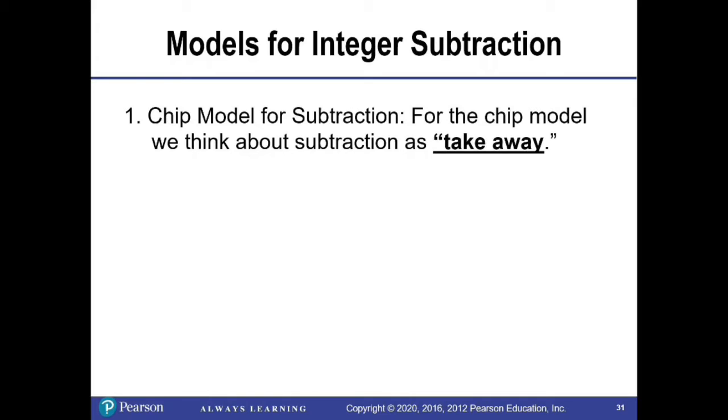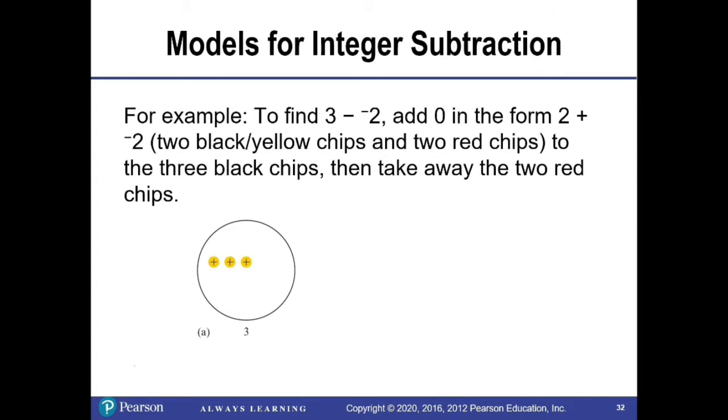For the chip model, we're going to think about subtraction as take away. So for instance, if we have 3 minus negative 2, the 3 tells us we start with 3 positives. And notice in part A, we have 3 positives, or 3 yellow chips. The minus tells us to take away, and after the minus tells us what we're taking away. So we're going to take away 2 negatives.